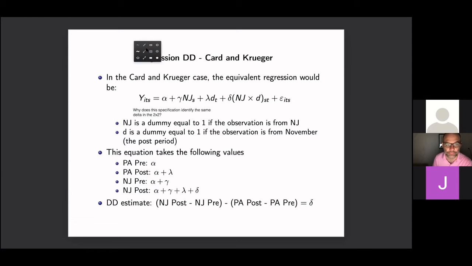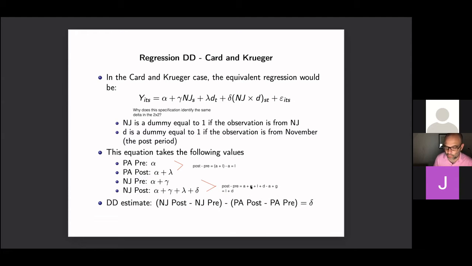So let's do the first difference. This would be post minus pre. So this would be A plus lambda minus A equals lambda. Do the same thing again here. So we go post minus pre, and that's A plus gamma plus lambda plus delta minus A plus gamma. That gives us lambda plus delta.